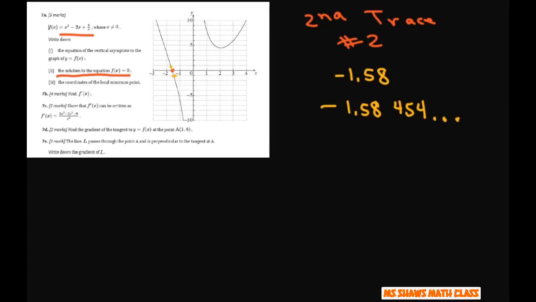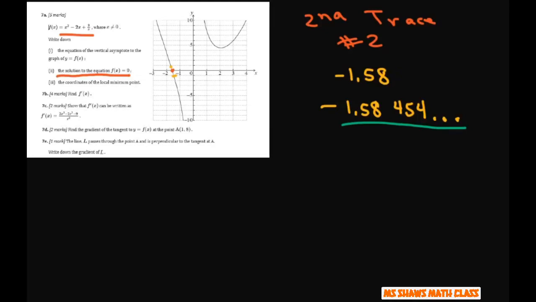If you do negative 1.6, or negative 2, or negative 1.59, IB will not give you any marks for that. It has to be 3 significant figures or the exact value written as such.